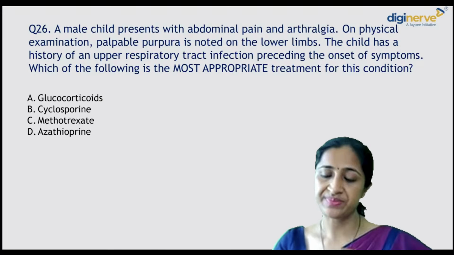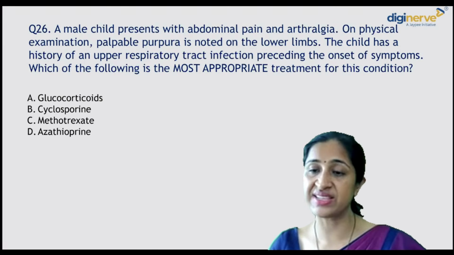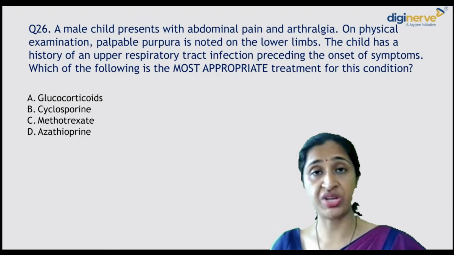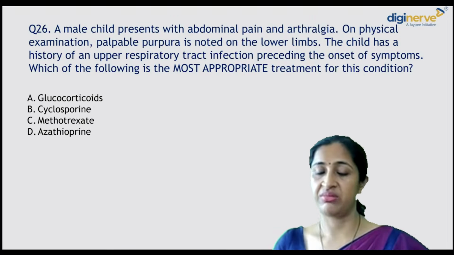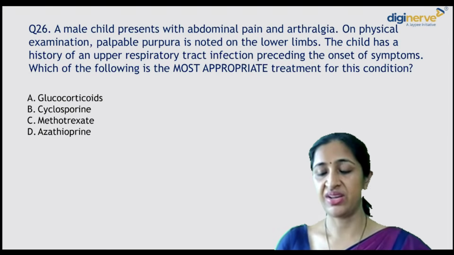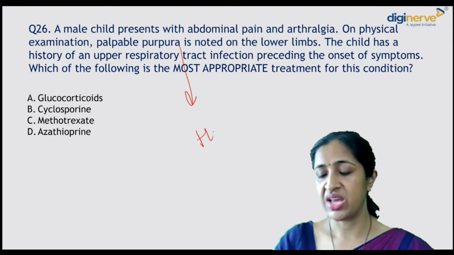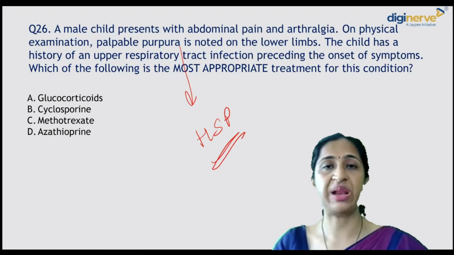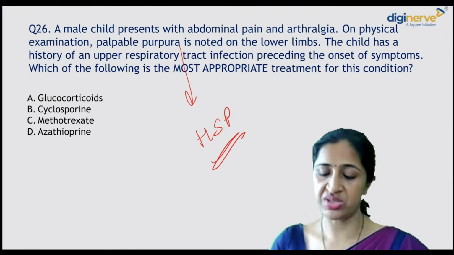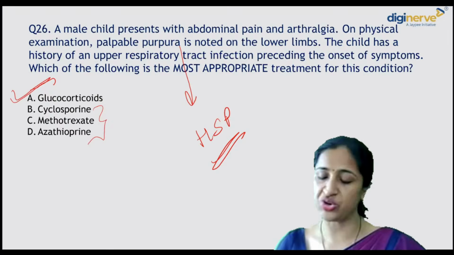Next question. Child with abdominal pain and arthralgia, on physical examination palpable purpura is noted on the lower limbs. We discussed palpable purpura; upper respiratory infection is there. So when you have palpable purpura, what is your diagnosis? Henoch-Schönlein purpura. Palpable purpura, lower limbs. What is the treatment? Glucocorticoids. These are all not used for Henoch-Schönlein purpura.